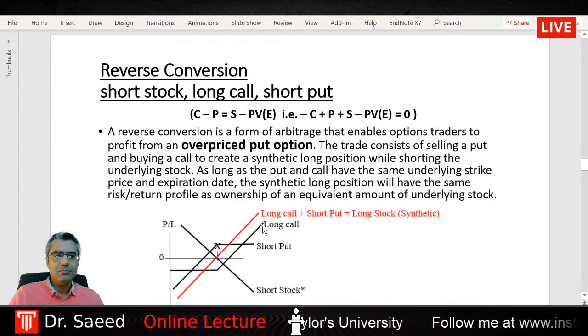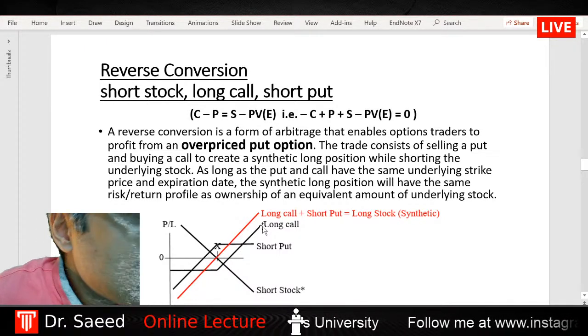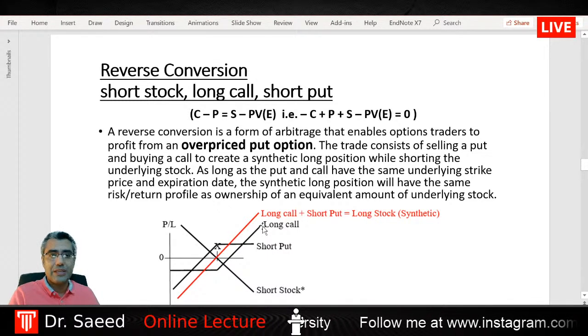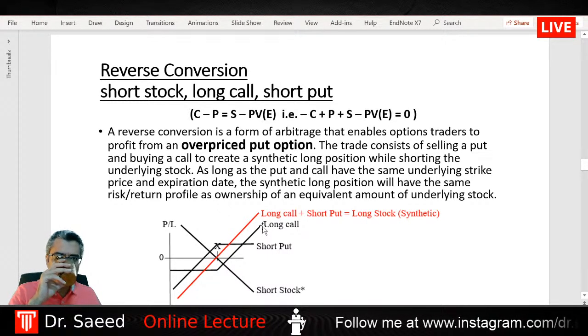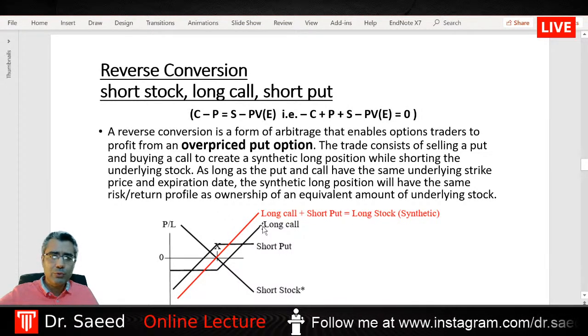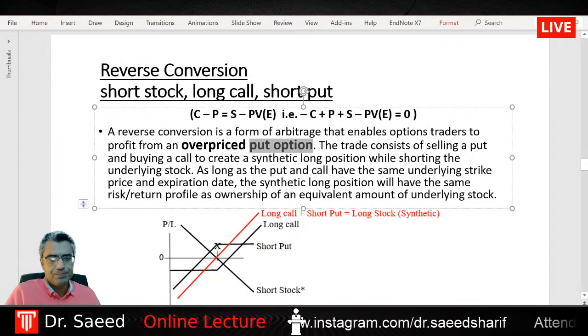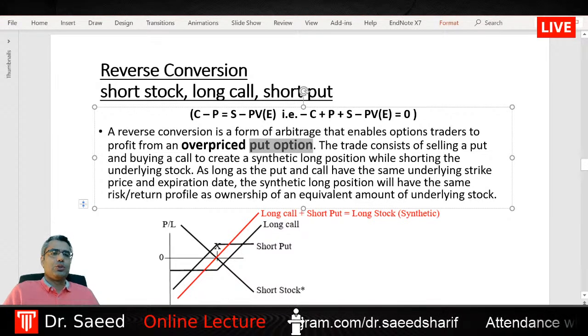That's all. The second structure, so we just discussed the conversion. Now I want to show you reverse conversion. For conversion, call was overpriced. Now, if put is overpriced, we call it reverse conversion. And you know this, you should short put. Here you have short put, long call, and short strike. Why? First of all, you compute the price of put. If it's overpriced, you short put.